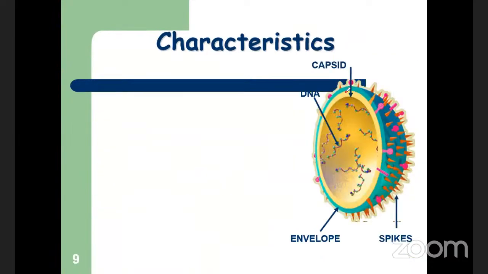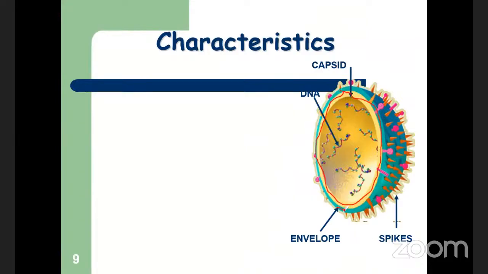Okay, you see, this is the virus structure. You can see DNA is present inside. DNA means this is an animal virus. If it is RNA, that is a plant virus. You see the capsid. Capsid means the protein coat, the covering sheath made up of protein.